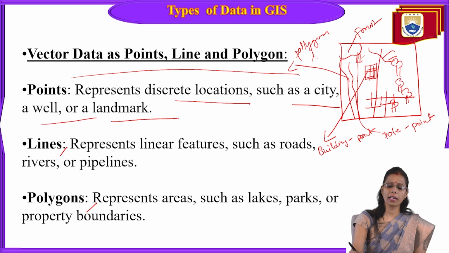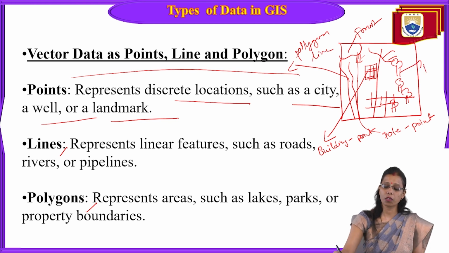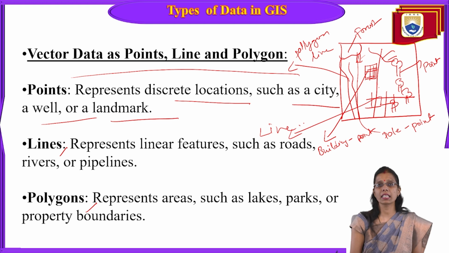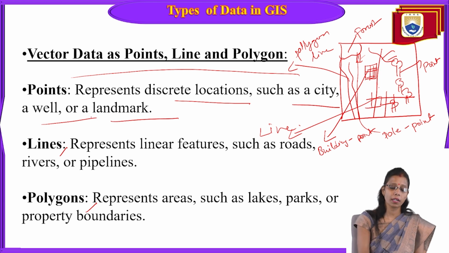Okay, polygon or line we can say. Or this tree can be categorized as point. Road networks can be categorized as line. So we have to categorize the features first, and then we have to decide which type of features comes under point, which type of feature comes under line, and which type of features comes under polygon. Later we have to categorize here.